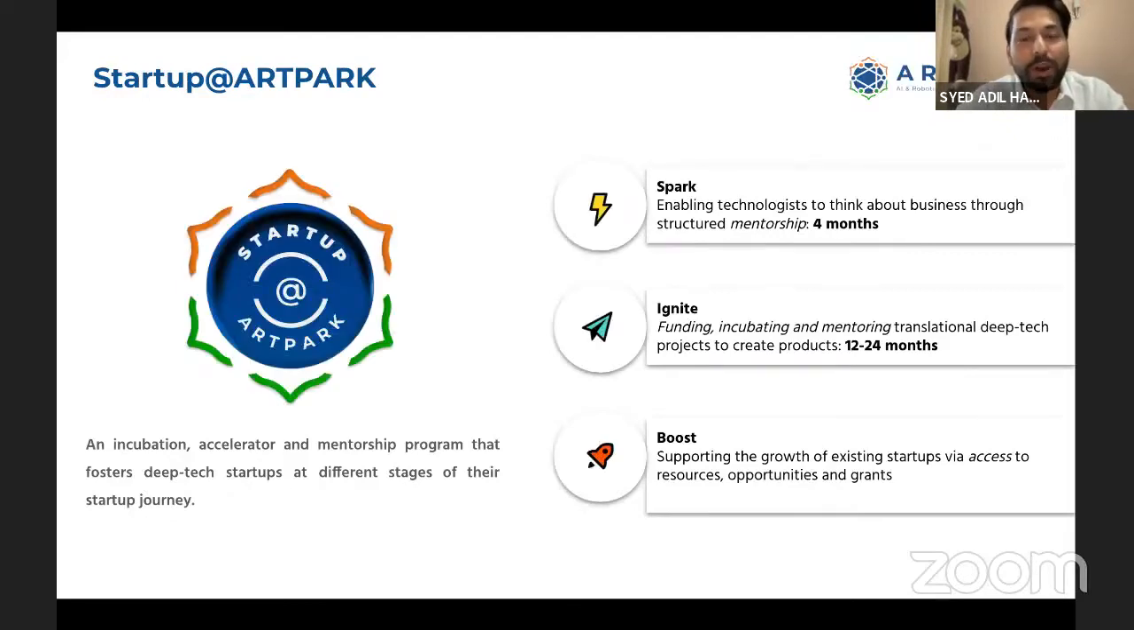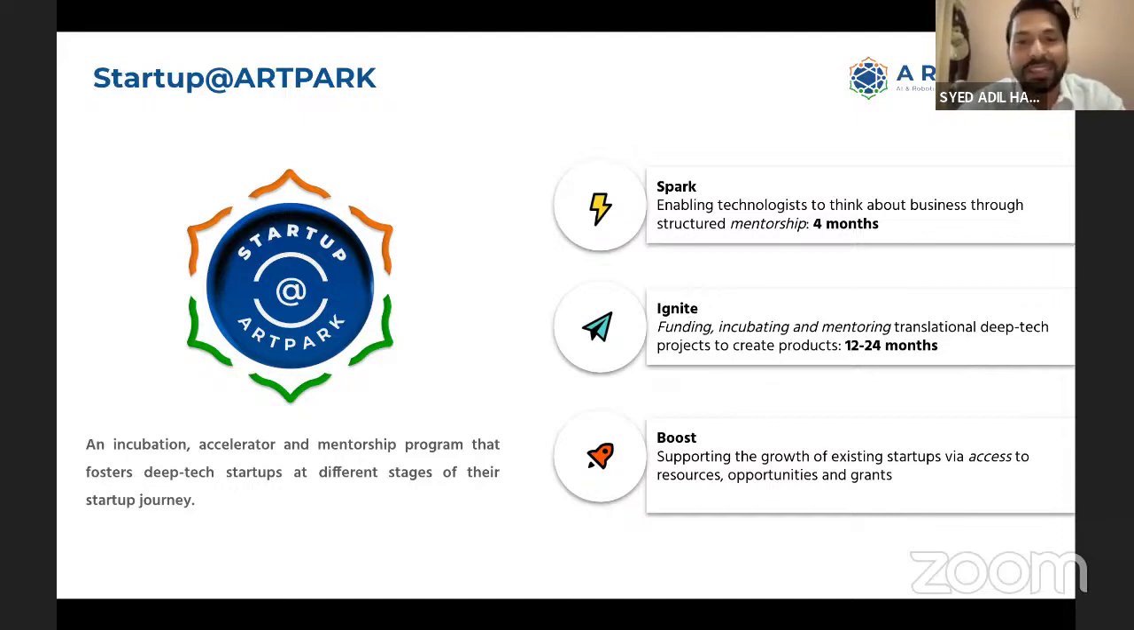Let me come to the point of what we exactly do. When we started ArtPark 2.5 years back, we went through the various incubation and acceleration programs running in India and the world. We thought, how can we be different and how can we really make a meaningful contribution to this deep tech ecosystem? So we categorized our program into three structures: Spark, Ignite, and Boost.